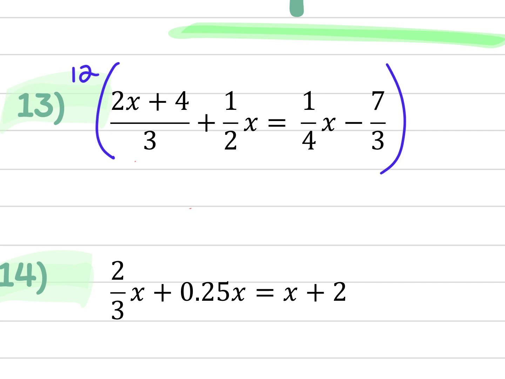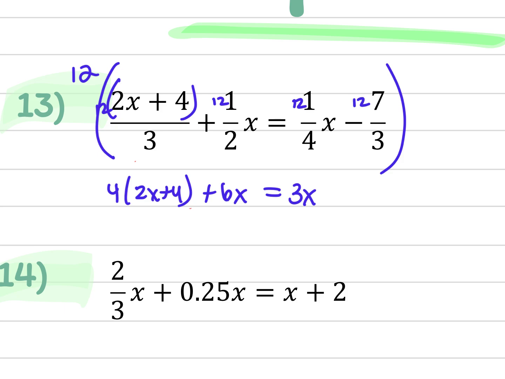So guys, think about this. When you distribute the 12, you have a 12 out in front. What's 12 divided by 3? 4. So this becomes 4 times 2x plus 4. Now I'm going to put a 12 here and multiply. What's 12 divided by 2? 6. So this becomes plus 6x equals 12 times 1, so 3x. And then a 12 here. What's 12 divided by 3? 4. So minus 28.